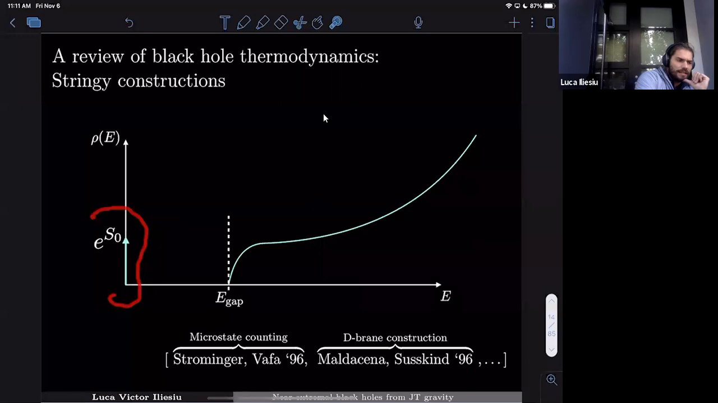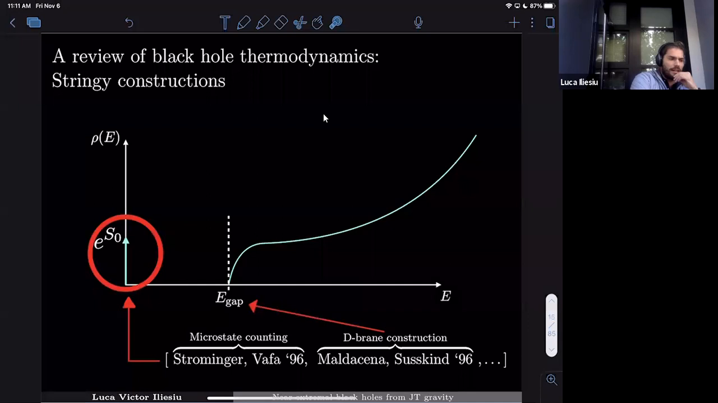And both statements were verified in several string theory papers from the 90s. For instance, the fact that extremal black holes have a large degeneracy was verified explicitly by something called microstate counting, in which people literally counted the degeneracy of the extremal states, by Strominger and Vafa.